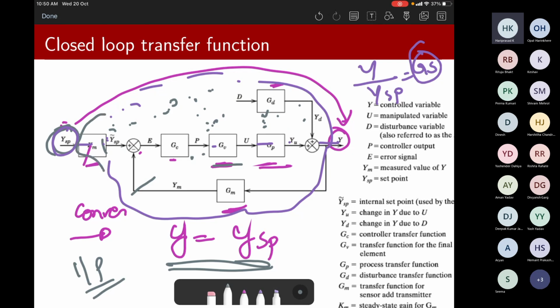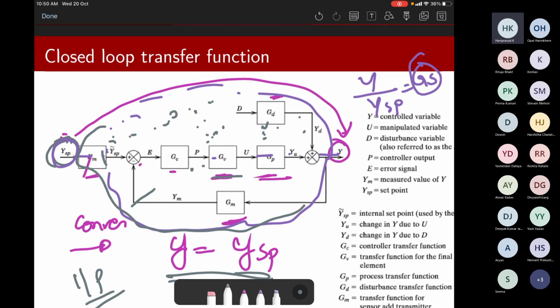Okay, so Y is outside and YSP is outside. Rest all is inside. So you have to make a transfer function that captures the dynamics from the left end to the right end. Such transfer functions are called closed loop transfer functions. Why? Because you are now modeling the entire closed loop. It is not an open loop. So there is a difference between open loop and closed loop.